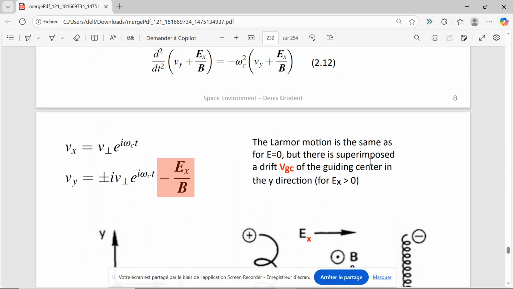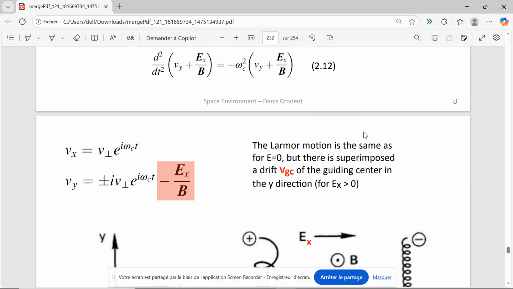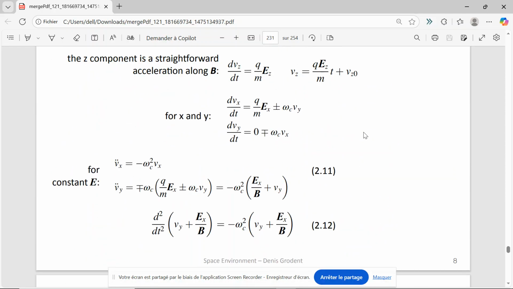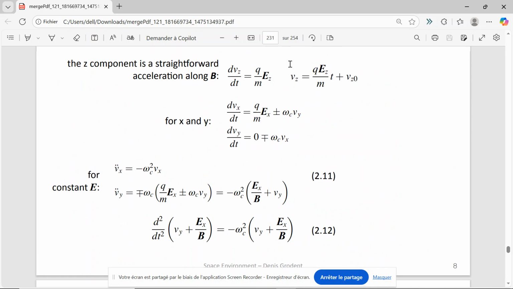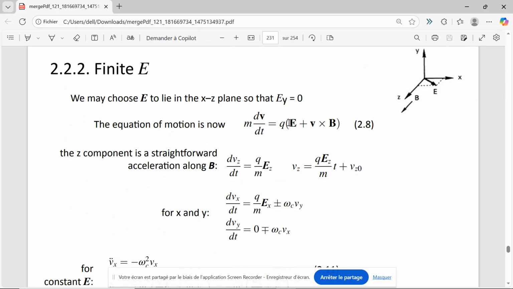So they are not showing it right here. We have the Larmor motion, which is the same as for E equal to 0, but there is a superimposed drift in the y direction. However, I see that we have, yes, we assumed that we have Ez.